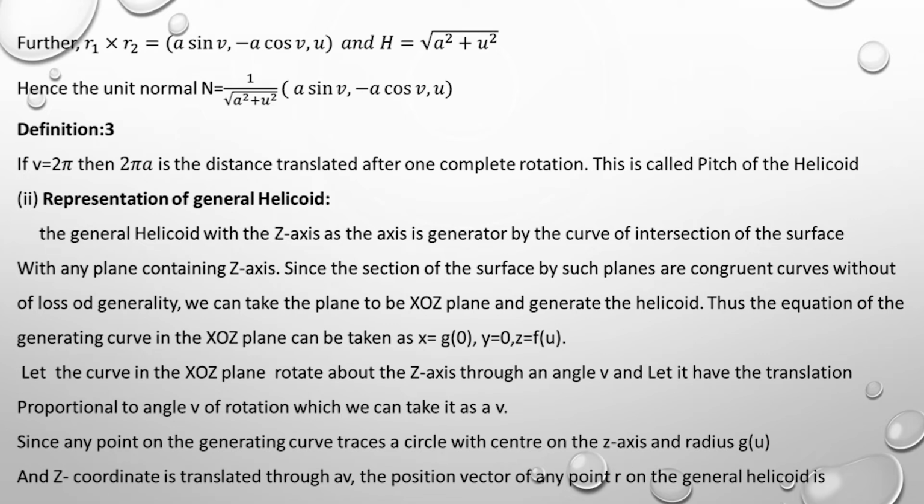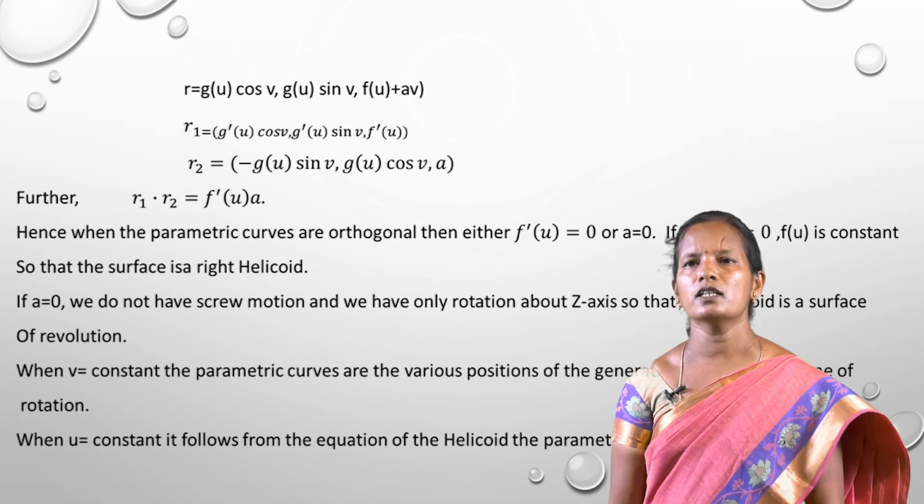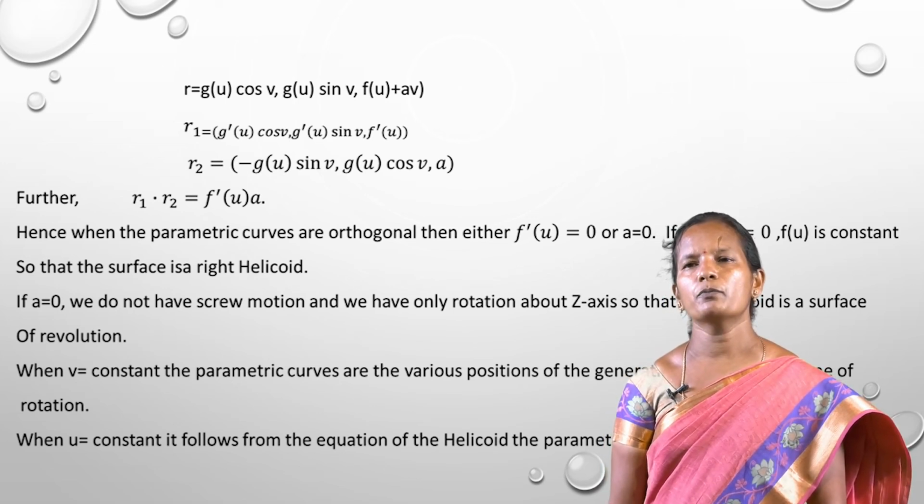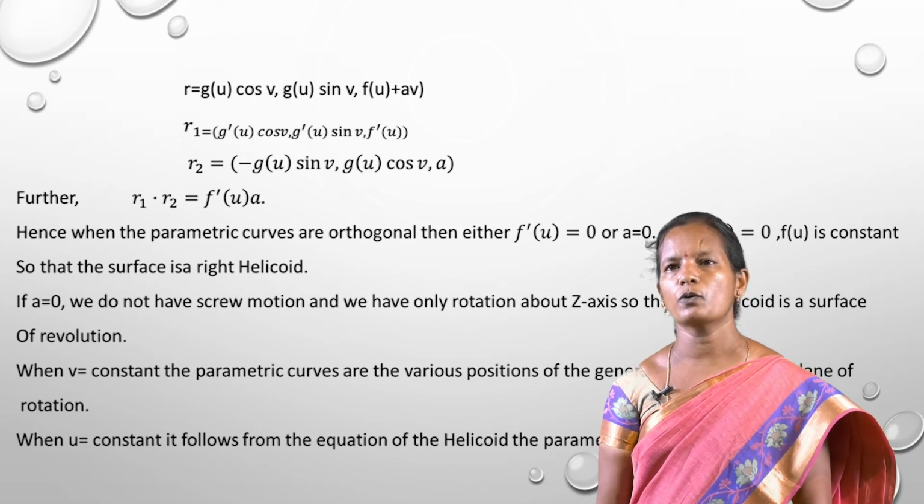Let the curve in the XZ plane rotate about the z-axis through an angle v and let it have a translation proportional to the angle v of rotation, which we can take as a v. Since any point of the generating curve traces a circle with the center on the z-axis and radius g of u, and the z coordinate is translated through a v, the position vector of any point R on the general helicoid is R equal to (g of u cos v, g of u sin v, f of u plus a v). These are all the x, y, z coordinates.